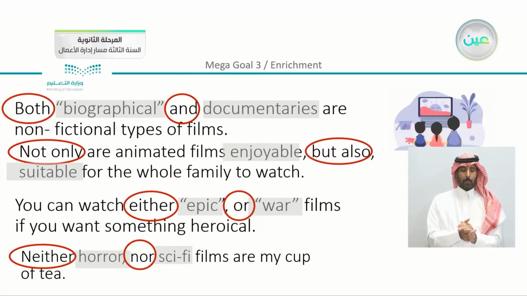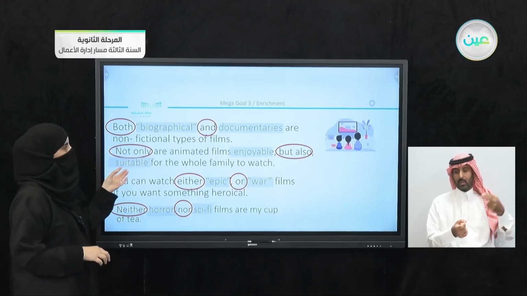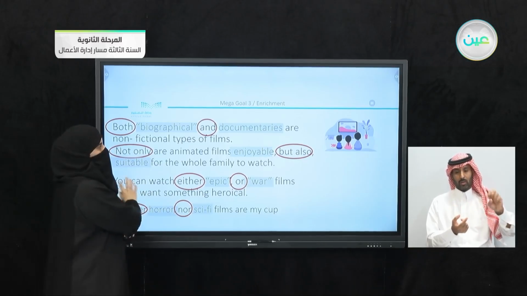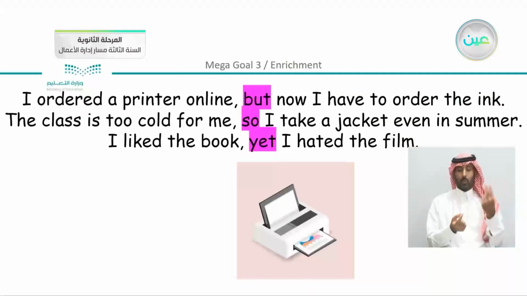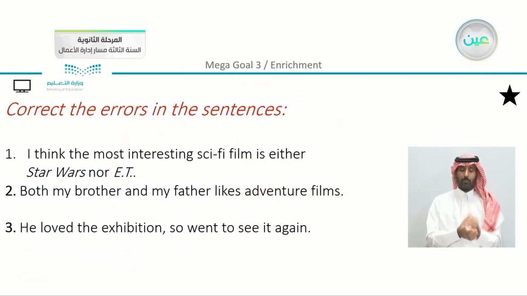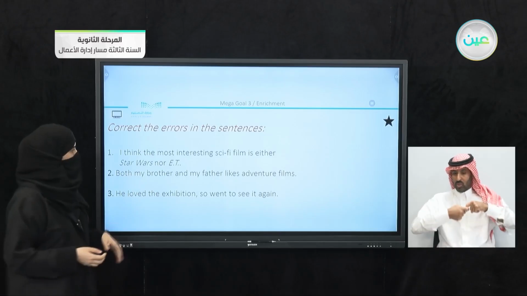Also, just to recall the examples, you can use both and, not only but also, either or, neither nor. So these are paired conjunctions. We have here the single conjunctions as we mentioned before. Yes, now let's just correct the errors in the sentences. Now, after we revised the conjunctions that we have here, let's see.